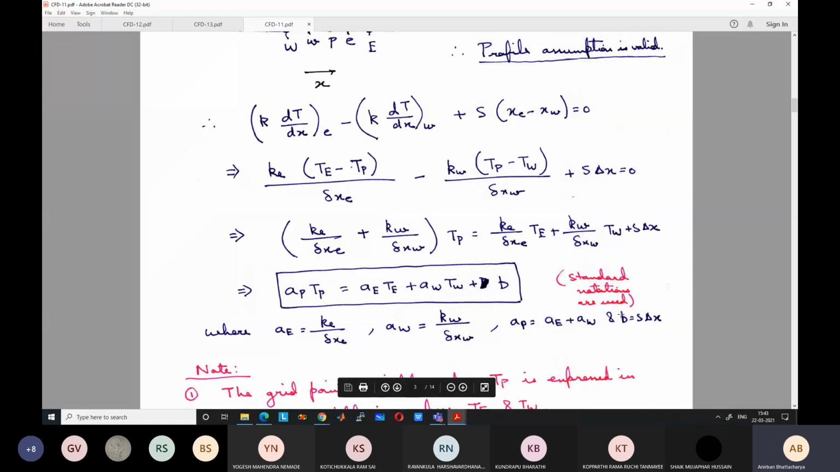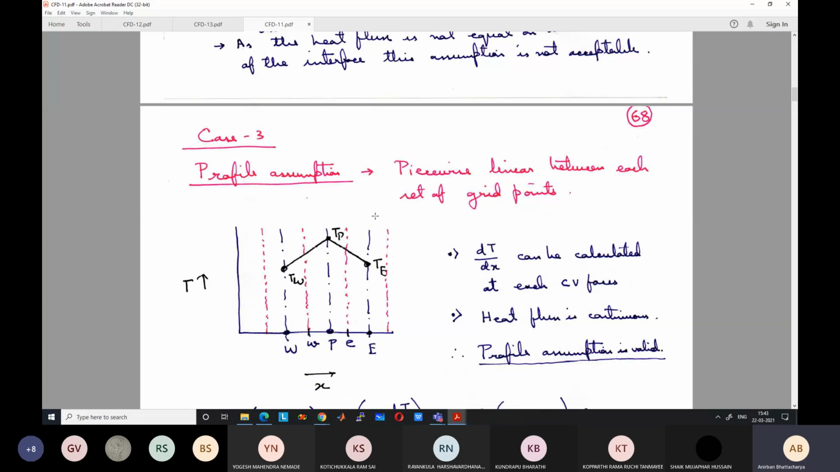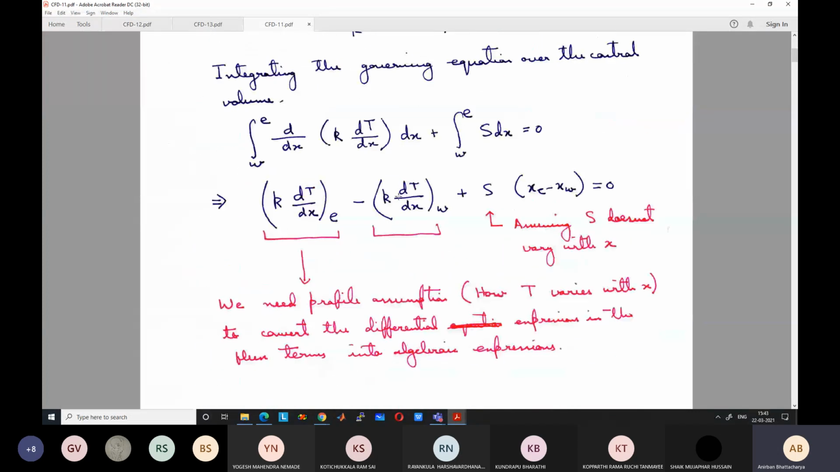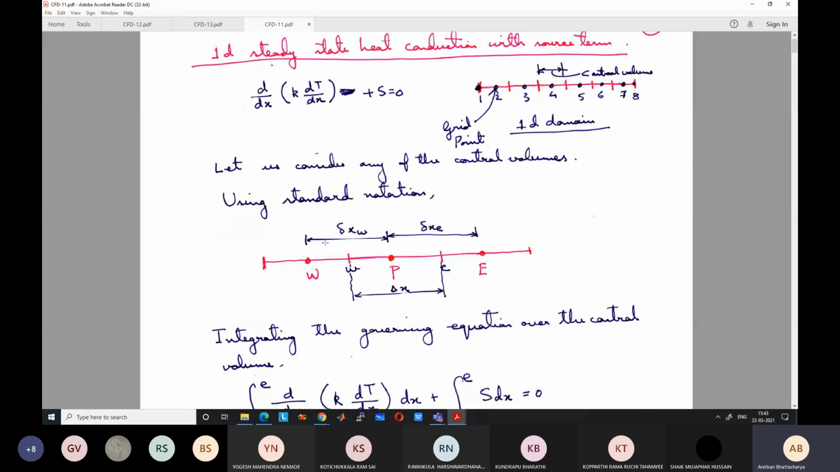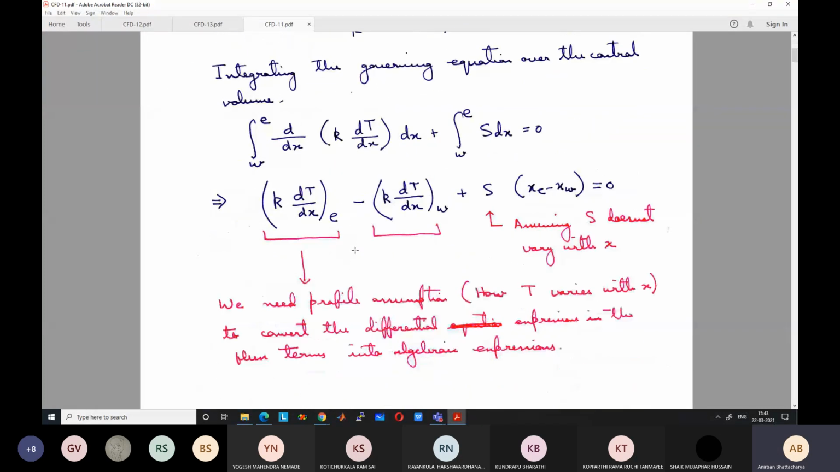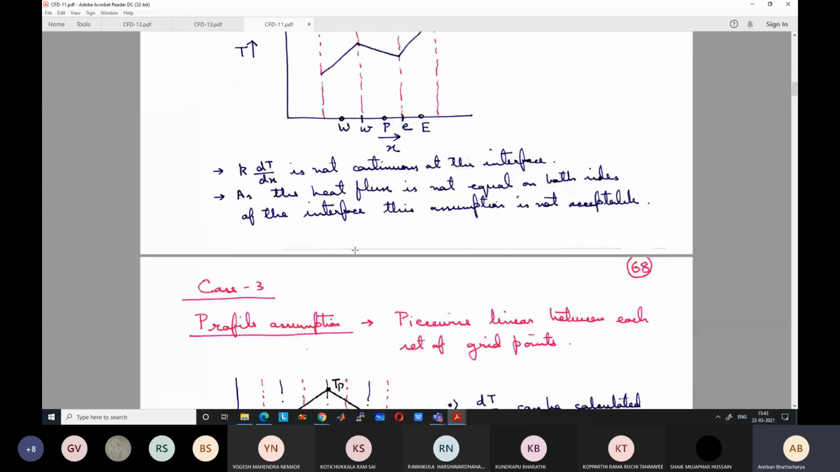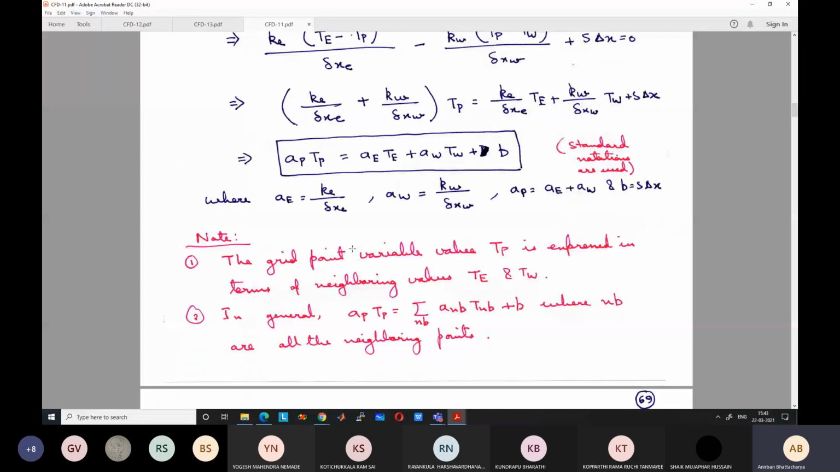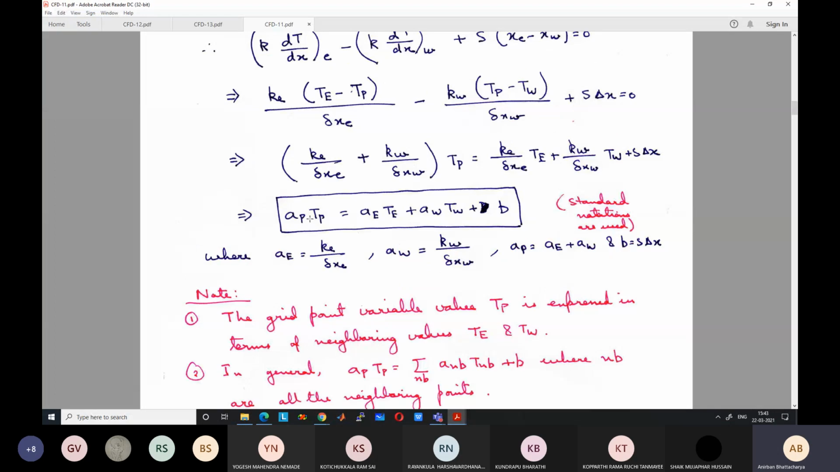So for each control volume, as we have discussed, we can have one equation with three unknowns. If there are n control volumes, we will have n equations, and we can solve them using some method like TDMA. We have discussed what TDMA is, the tridiagonal matrix algorithm. So we can solve them to find the temperature values at all the points. Okay, this was our discretized equation using the finite volume method for a one-dimensional steady-state heat conduction equation with constant source term.